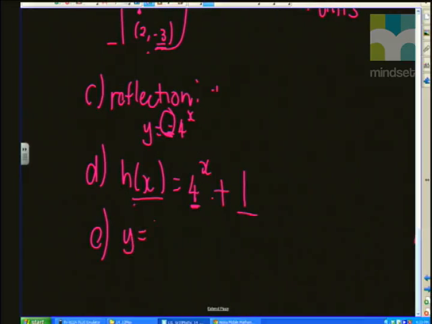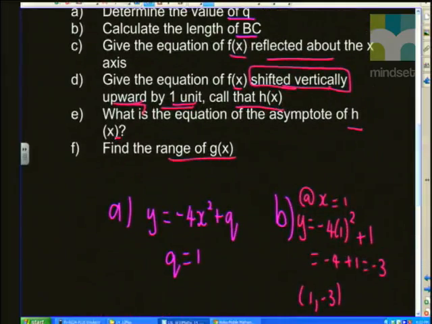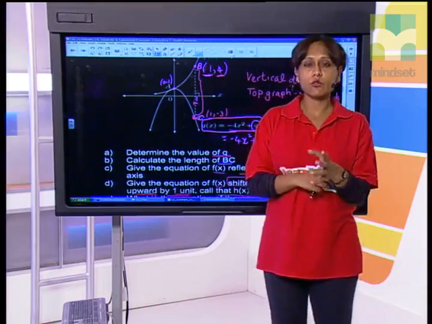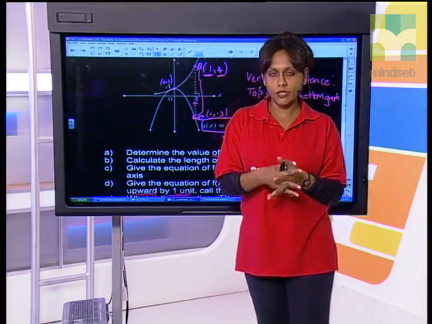So y is equal to 1 will be the asymptote of h of x. And then finally, part F, find the range of g of x. So here we're talking about the parabola. Now guys, remember, whenever you're talking about the range, you're dealing with the set of y values, okay?